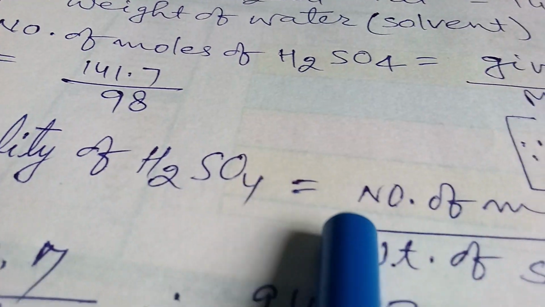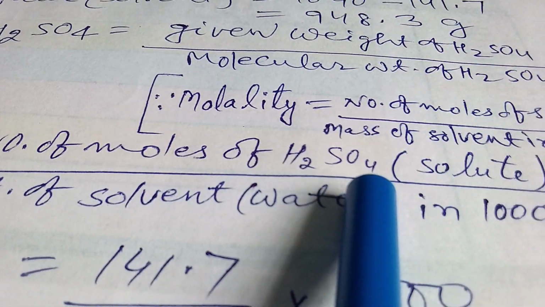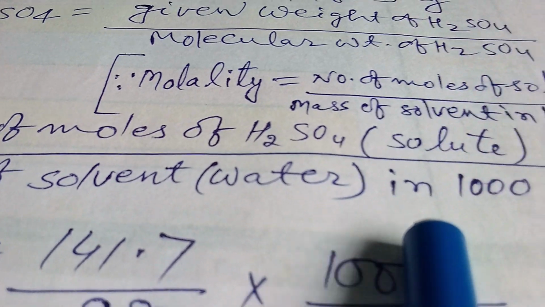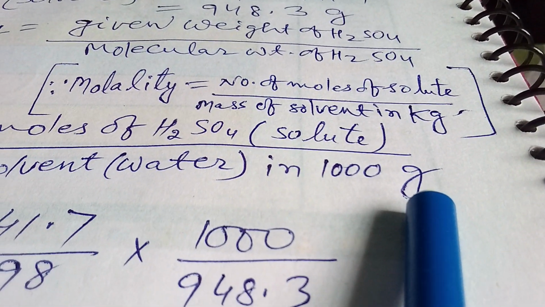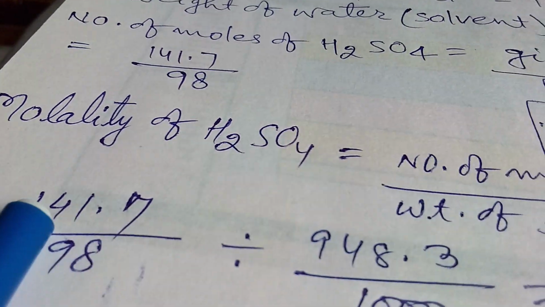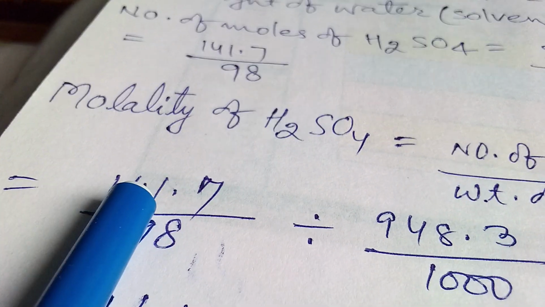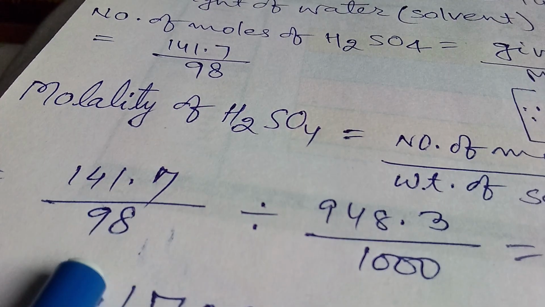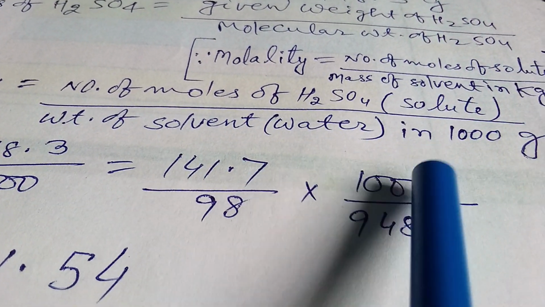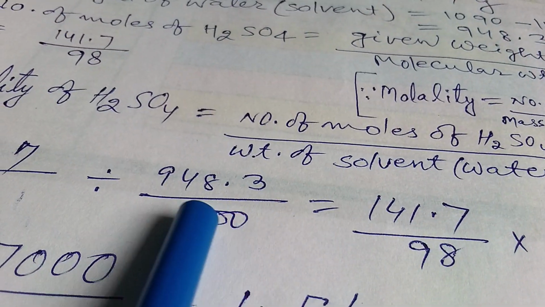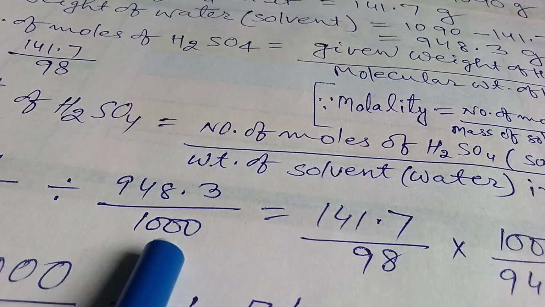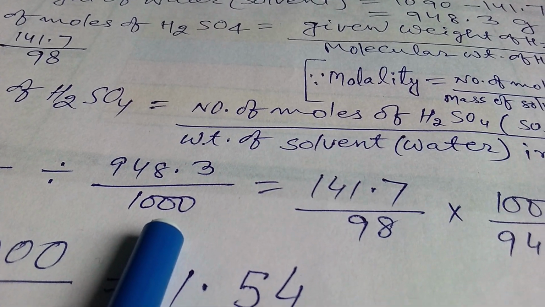So here we will write molality of H2SO4 is equal to number of moles of H2SO4, which is a solute, divided by weight of solvent, that is water, in 1000 gram or 1 kg. So here number of moles of H2SO4 we have got is 141.7 by 98 divided by weight of solvent in 1 kg, which is 948.3 by 1000. We converted it into kg.